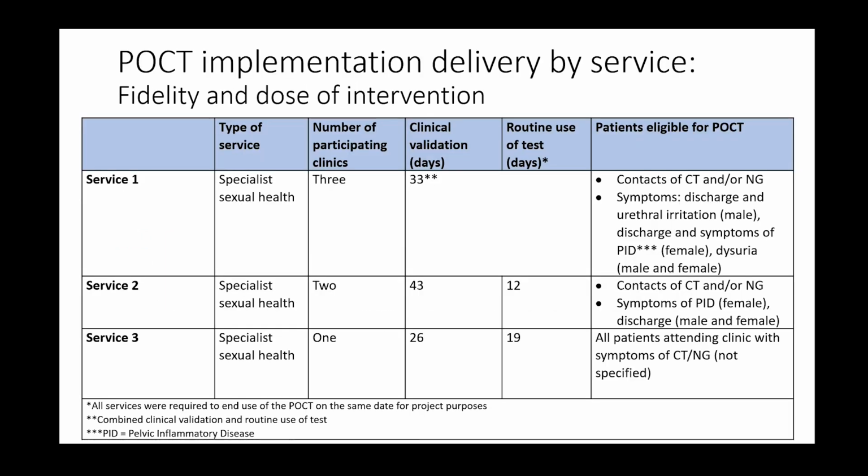So when we look at the point of care test implementation delivery by service, we can get clues into the fidelity and the dose of the intervention. Here you can see our three services. They all were specialist sexual health services, but they had different numbers of participating clinics. And really importantly, if you look at the columns on clinical validation days and routine use of test days, you can see that service one actually did not adhere to our intervention model, choosing instead to implement the test as a routine use throughout the period.